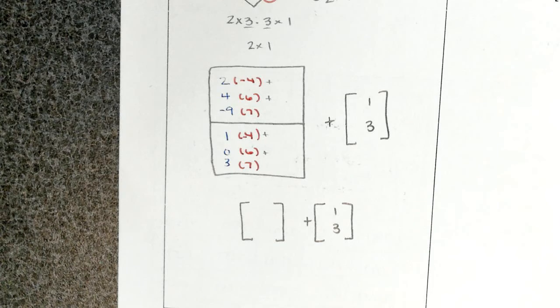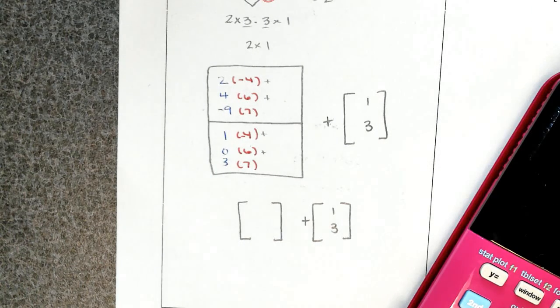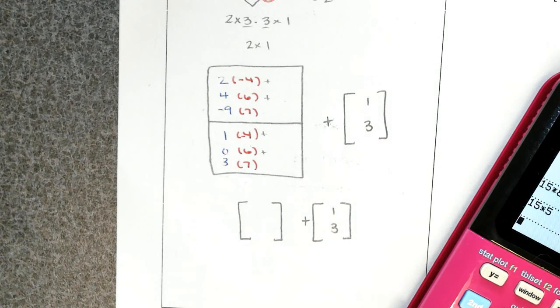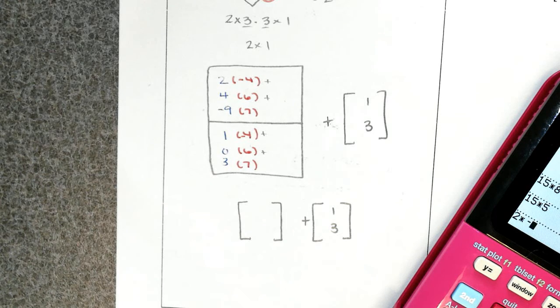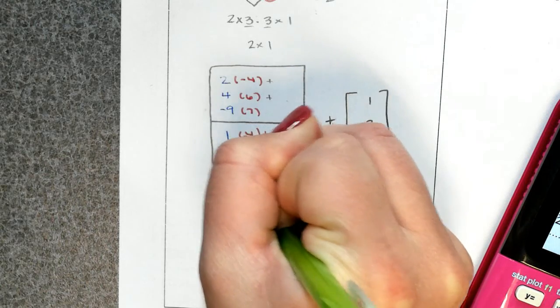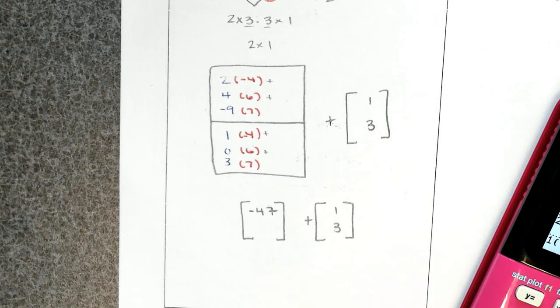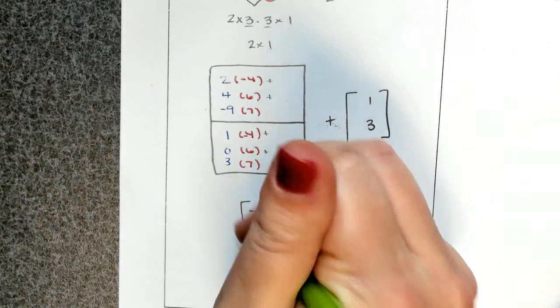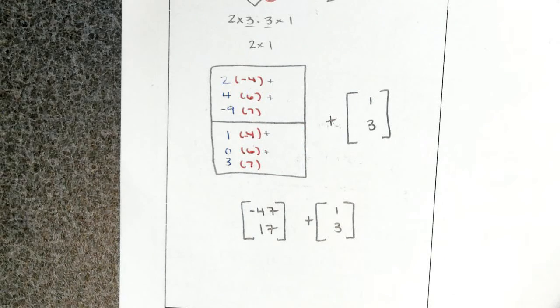So let's figure out what we get here. 2 times negative 4 plus 4 times 6 plus negative 9 times 7. Negative 47 for that first one. And 1 times negative 4 plus, that's going to turn into 0, plus 3 times 7 is 17 for that one.